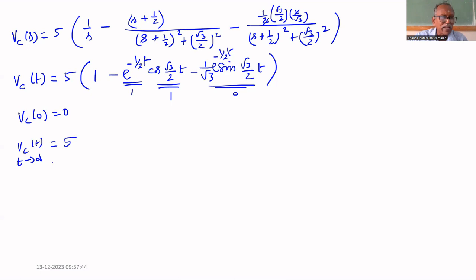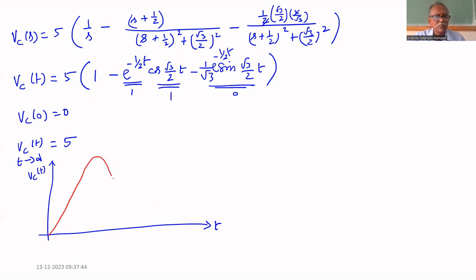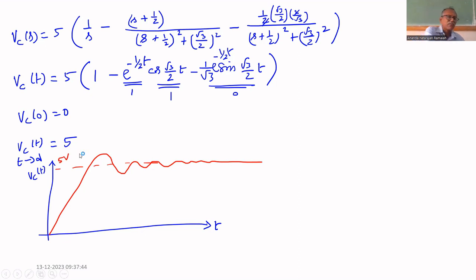So the response will be looking like this. Initially it is 0. This is VC of t. This is time. The response will be like this. This is 5 volt. Finally, it settles at 5 volt. The capacitor will be settled at 5 volt because final value is 5.